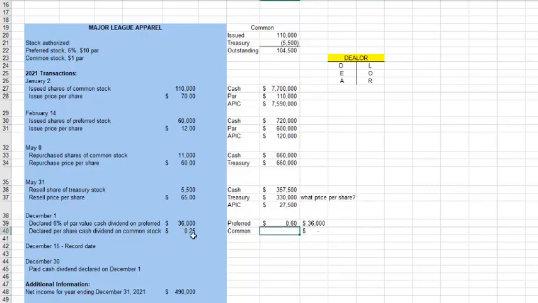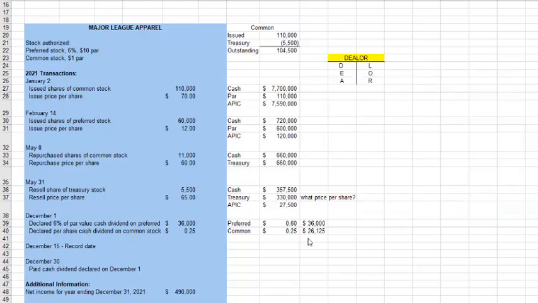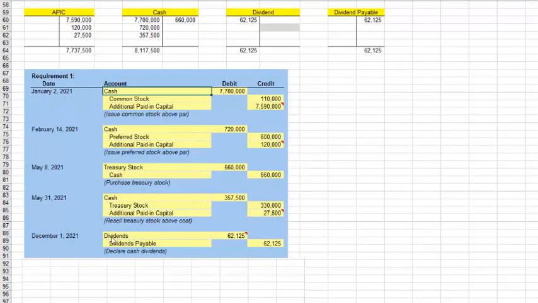Common stock. We are paying 25 cents per share outstanding. We've just calculated our outstanding balance of 104.5. Let's go ahead and do this calculation. 25 cents times our outstanding shares is going to give us 26,125 as our dividends. So on December 1st, this is the day that we actually owe dividends. We owed no dividends to any of our shareholders before this date. Here we have a dividend, and now we have a dividend payable. What we're seeing here is a dividend of $62,125 and a dividend payable.